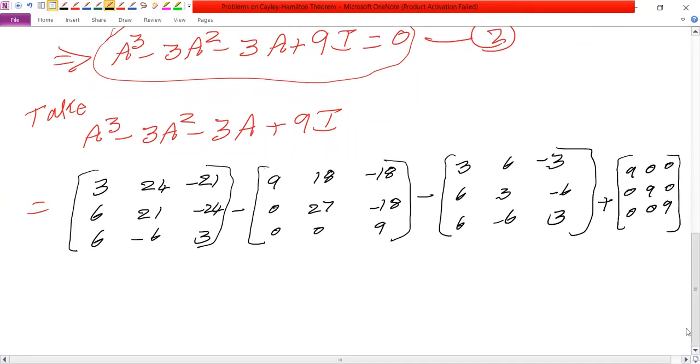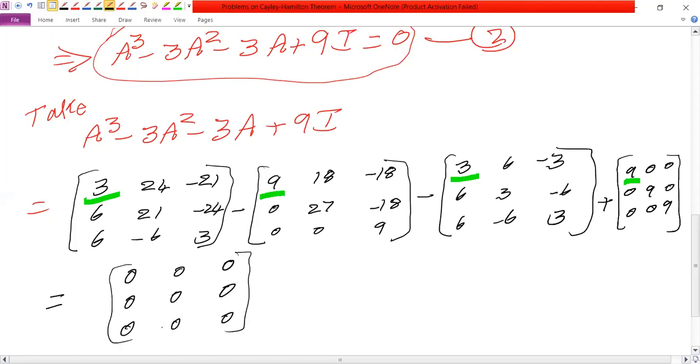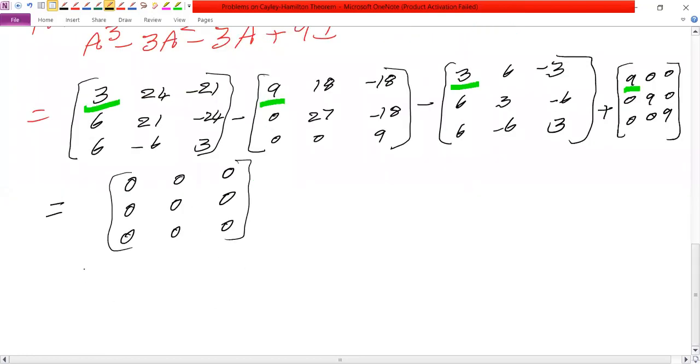All the remaining elements will be zeros. So check out what sum we are getting. Check 1 or 2 values randomly. I am checking the first row, first column element. So 3 minus 9 is minus 6. Minus 6 minus 3 is minus 9. Minus 9 plus 9 is 0. So you check like that 1 or 2 values. All the values will become zeros. Check it out if you want. That implies, therefore, A cube minus 3A square minus 3A plus 9I equals O.